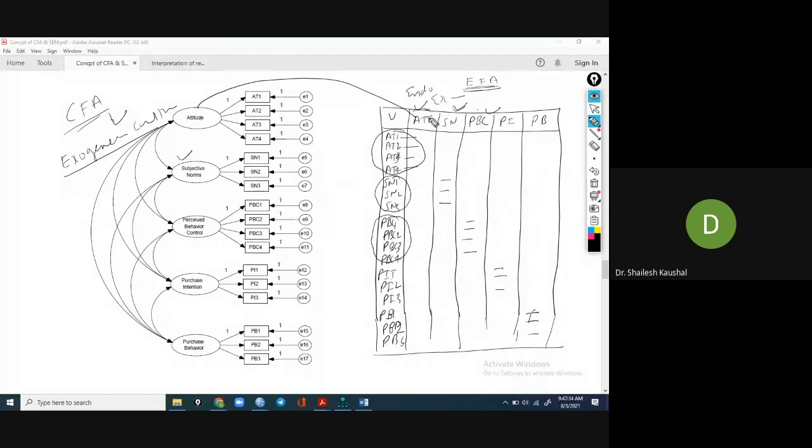Its purpose is creating these constructs, and after creating all the constructs, we can use them in a dependence technique. We can use the independent t-test, analysis of variance, multiple regression analysis, and so on. Same as in CFA, its purpose is to find the validity of all the exogenous constructs, and in the second stage we find which one is exogenous and which one is endogenous.